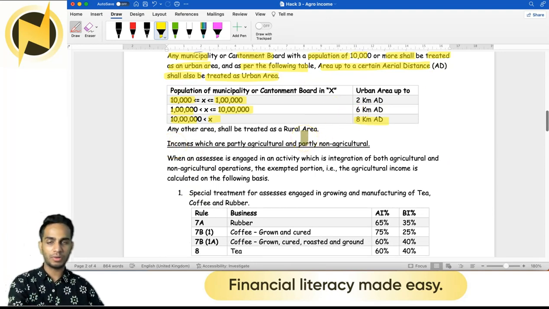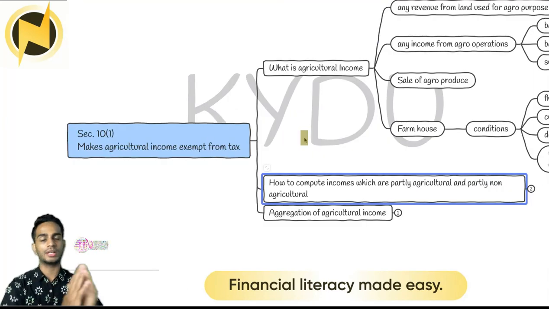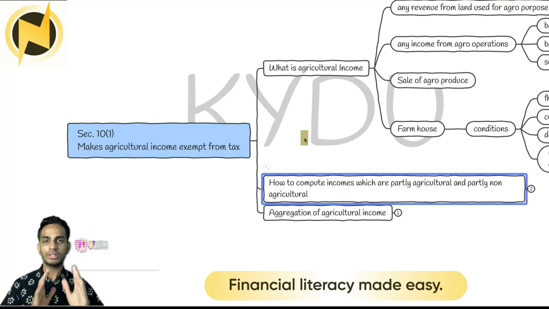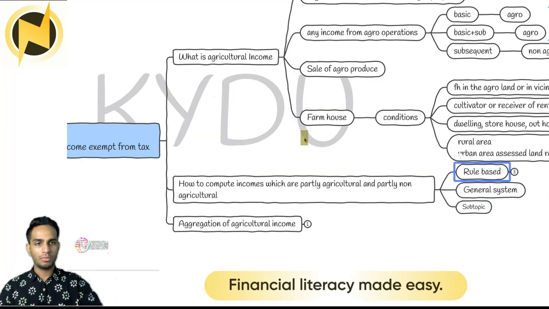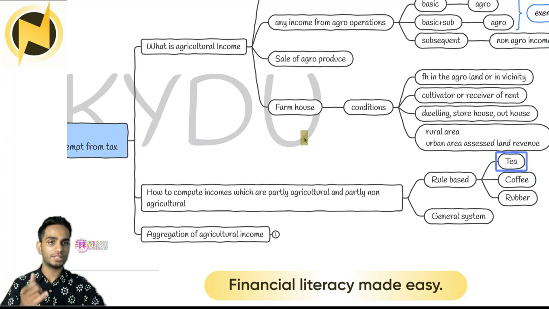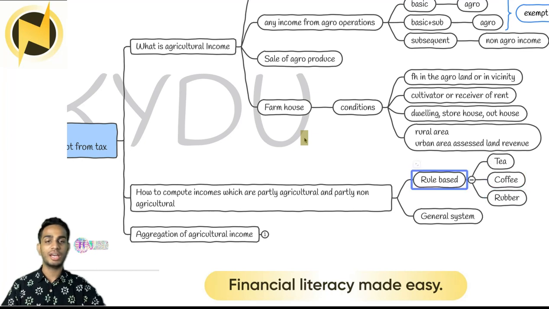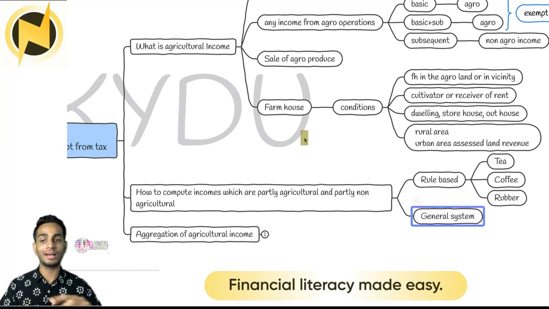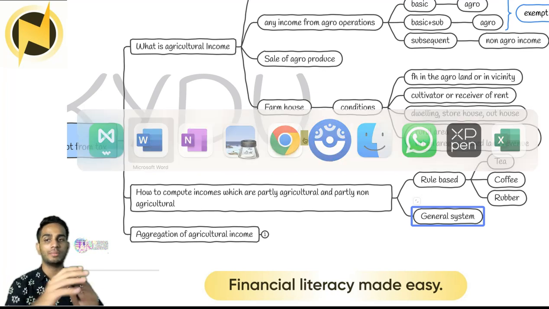See, in this particular area, what you need to understand is there are 2 kinds of treatment. One treatment for certain specific assessees from the industry of tea, coffee and rubber, and another treatment for all other assessees. So we have 2 treatments here. One is a rule-based treatment, and that is for the assessees that I mentioned previously, tea, coffee and rubber industry assessees. And then we have a general system for all the other assessees. Alright, so let's first check what this particular rule-based treatment is.